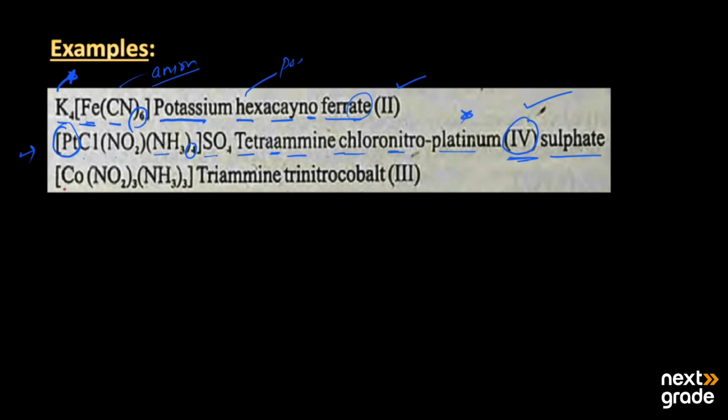And the last example, we have cobalt, nitrogen dioxide group, the nitro group 3, and the ammine group 3. So we will name it as triammine. The ammine group comes first, and then trinitro cobalt, and the oxidation state of cobalt here is 3, so it will be written as III in Roman numerals and in parentheses.